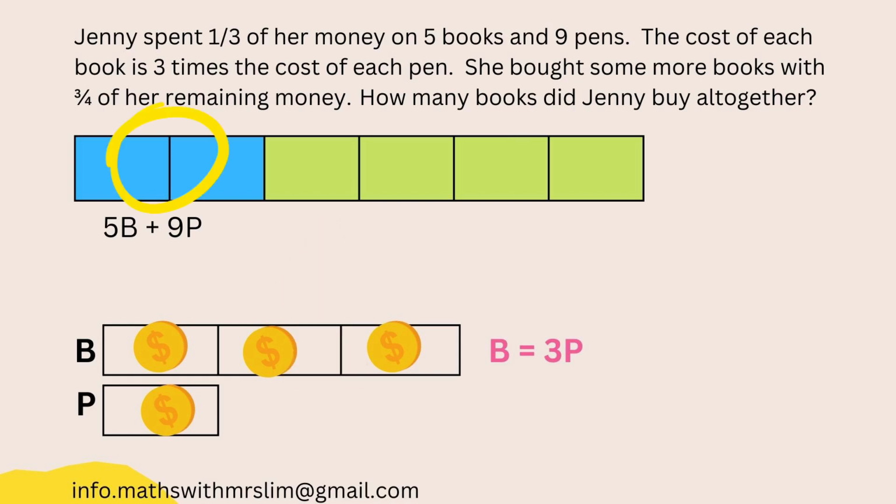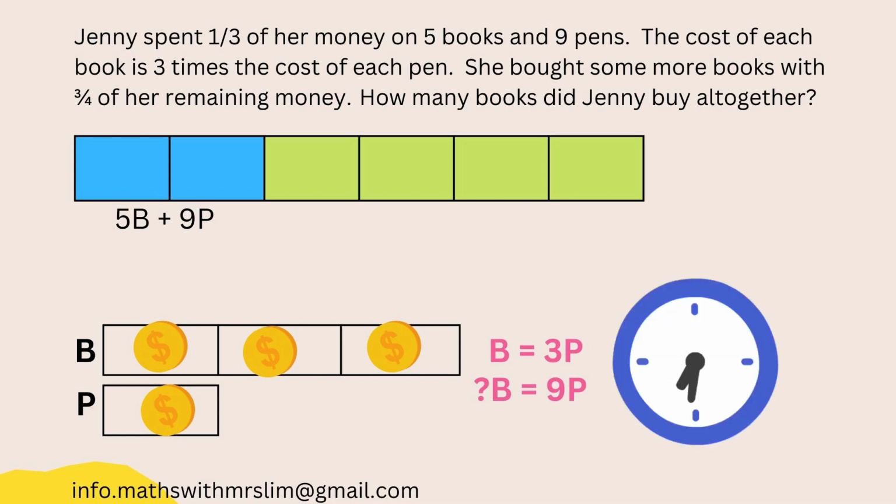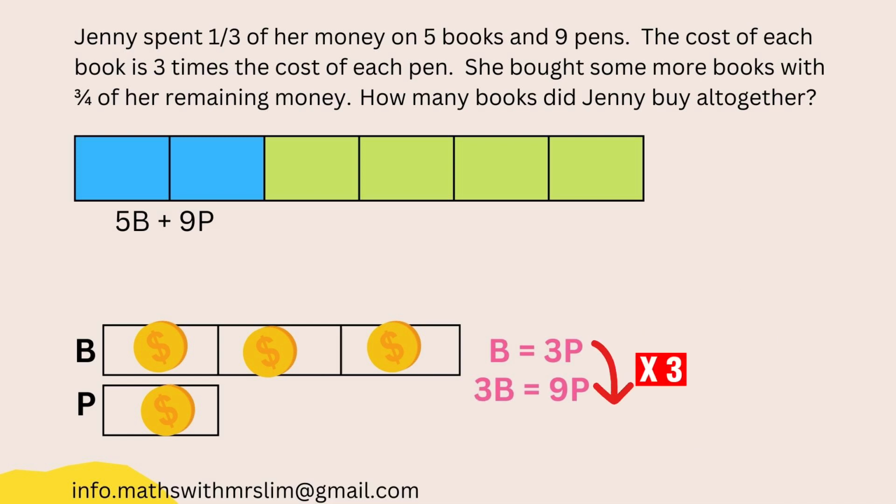We can see that these 2 units can buy 5 books and 9 pens. It is confusing because it involves books and pens in these 2 units. So we need to simplify this part. How can we do that? Well, since 3 pens equals 1 book, then how about 9 pens? The cost of 9 pens can buy how many books? Three books, right? Great! Now we can see that 2 units actually can buy 8 books.